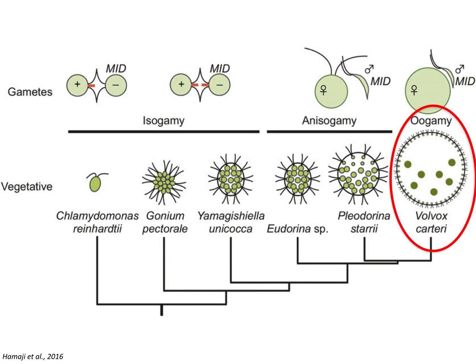In addition, sexual reproduction in Volvox has evolved to have oogamous reproduction, in which the larger female egg cell is non-motile, whereas the sperm cell is smaller and motile.